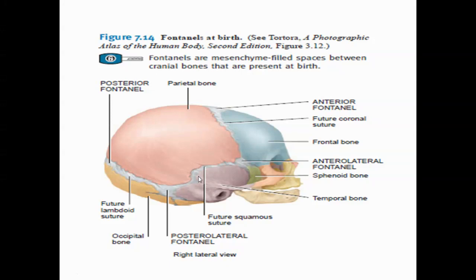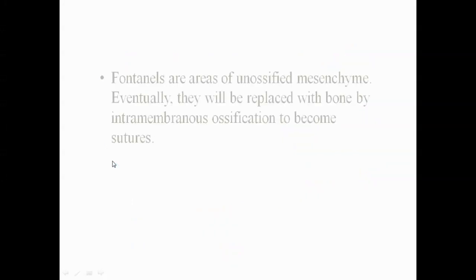Later in the development of the infant, it becomes closed. Some fontanelles will close immediately after birth, but some fontanelles take some time for closing. So this is called the posterolateral fontanelle, and in future it will become the lambdoid suture. So this connects the occipital bone, the parietal bone, and the temporal bone. And this is the posterior fontanelle. So we will see the fontanelles one by one.